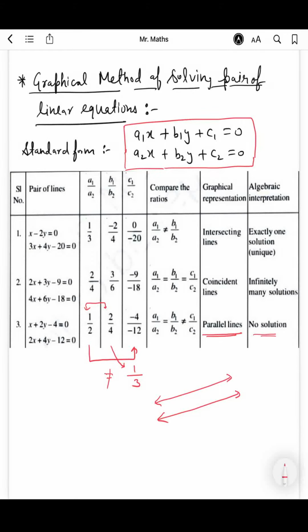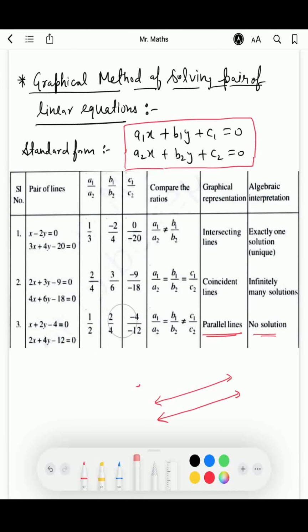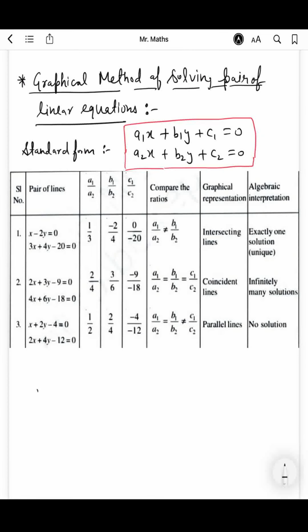Now from here, we are trying to understand a new concept associated with the solutions of linear equations, that is called consistency of the system of pair of linear equations. So what is consistency? Or we say that the system is consistent. There are two terms, consistent and inconsistent.